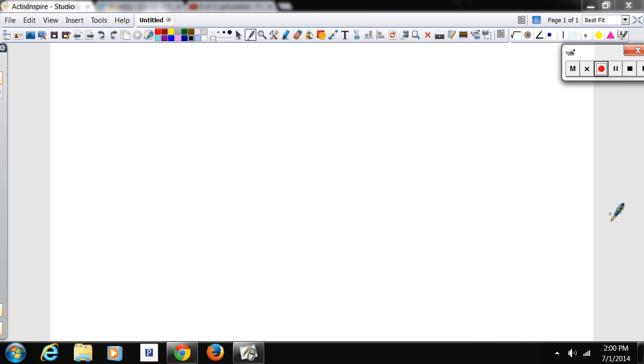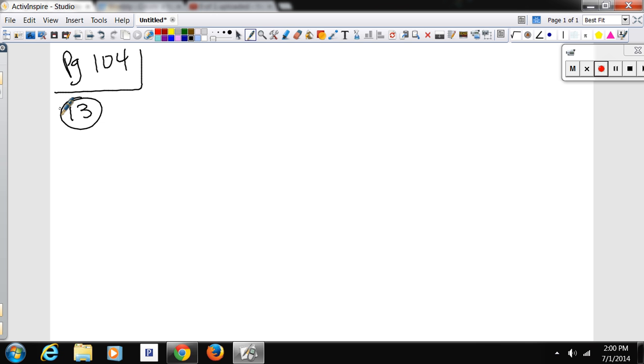All right, this is for Algebra 2, Semester 1. We're going to start on page 104. The first ones are about graphing linear equations. We're talking a little bit about intercepts. The first one, number 13, because you're supposed to do 13 through 16.